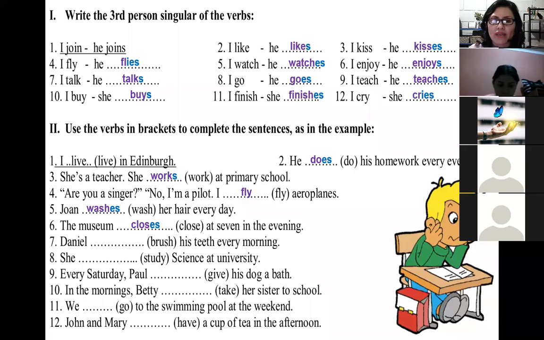What about number 7? Daniel. Daniel what? Very good, excellent. Uy, Rosita, ahí se fue una I de más, okay? Revise, revise. Very good. Daniel brushes his teeth every morning, okay? What about number eight? Number eight, she, and then the verb study. She what?